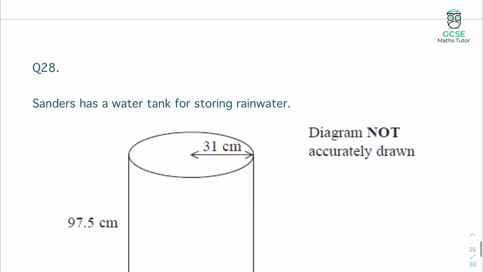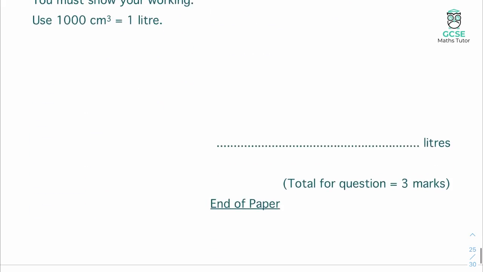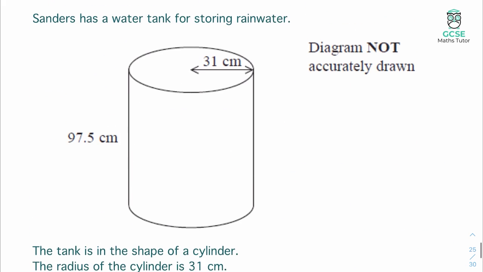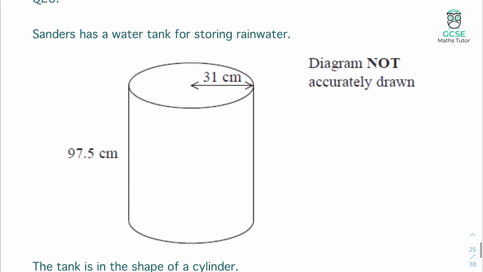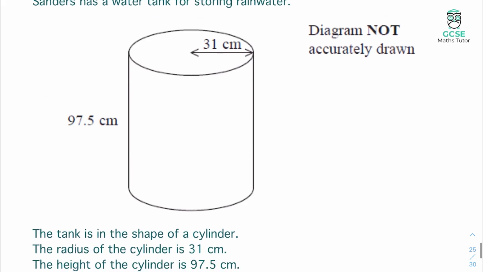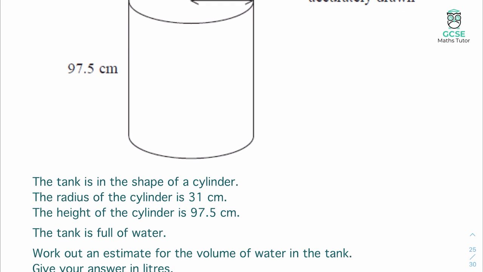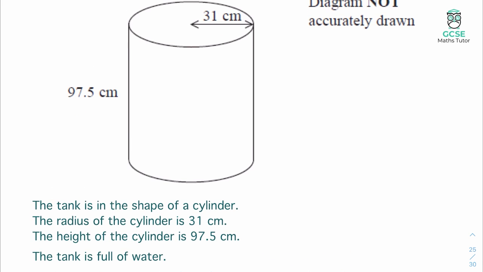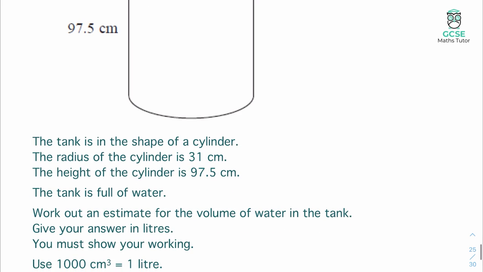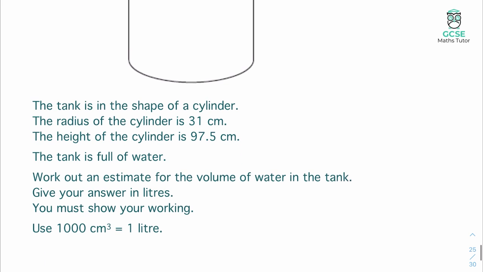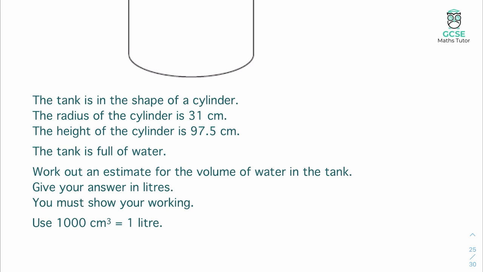We must be getting pretty close to the end here. Let's have a look. Yep, that's the end of the paper. So for this one, Sanders has a water tank for storing rainwater, and you can see we've got a cylinder. It says the tank is in the shape of a cylinder, the radius is 31, the height is 97.5, which we've got on the diagram. The tank is full of water. Work out an estimate for the volume of water in the tank and give your answer in litres. You must show your working. It's told us here that 1,000 centimetre cubed is 1 litre.